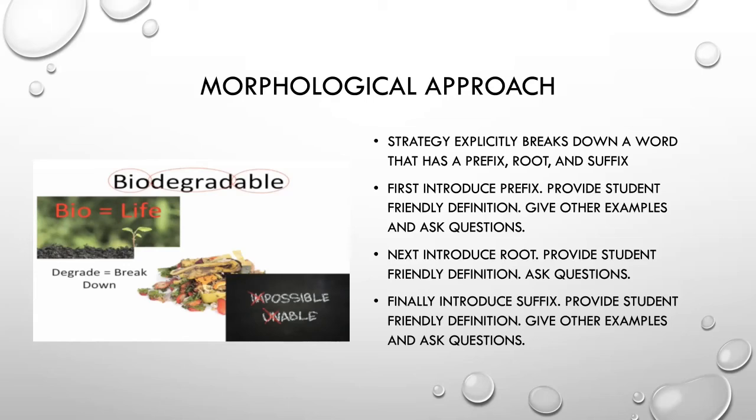Next, you're going to introduce that root word. So again, you're going to work with providing a student-friendly definition. So the root word is degrade. Degrade means to break down. And then you're going to ask the students questions about what does degrade mean. Maybe you show multiple pictures of different things degrading in nature. And then finally, you're going to introduce that suffix, able. You're going to provide a student-friendly definition, give other examples like you see on the screen, impossible, unable, and then follow up with questions. Then you're going to put the word all together and then help the student understand the meaning of the word better, which means the ability to break down living things.